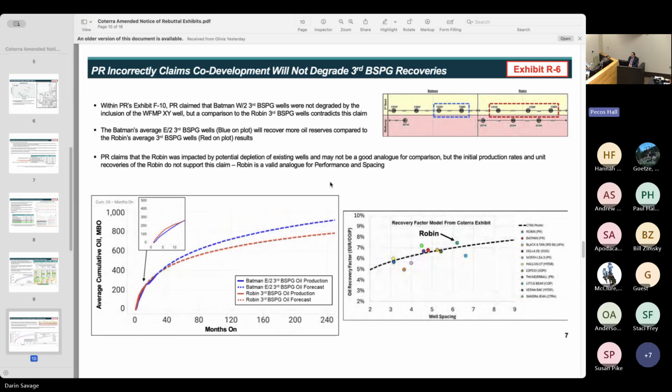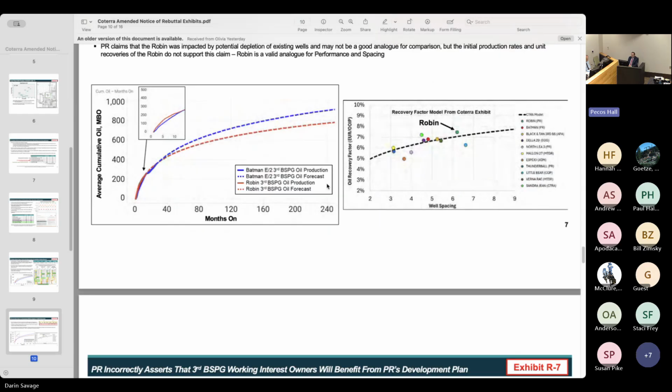So we would expect the oil recovery factors to be lower if there were depletion signatures. As can be clearly observed on our oil recovery factor plot, the Robin is in line with surrounding developments and the trend that Coterra is modeling. And so we would look at this and say, this is hard evidence that states that the Robin does not observe depletion and should be considered an analog for comparison. And that's very important. And anything else on this exhibit? No. Let's go to R7.